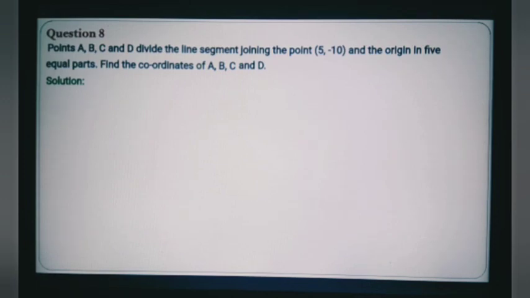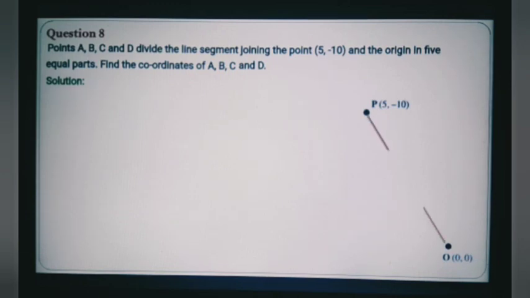Now what is the meaning of the question? Let's try to understand using the diagram. The two coordinates are given. One is 5, minus 10 and the other one is the origin. Now origin is written as 0, 0. So 2 points are given. Let me call this point P, and the other point we always represent as O, which is given to be 0, 0.